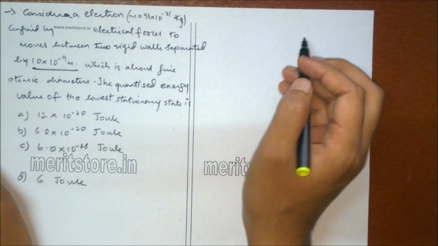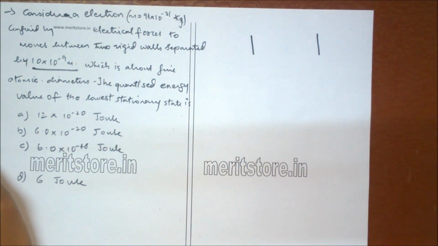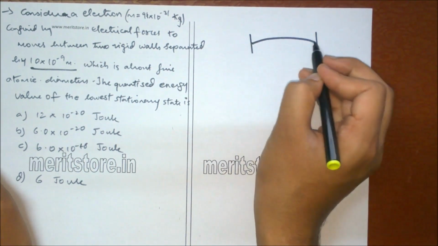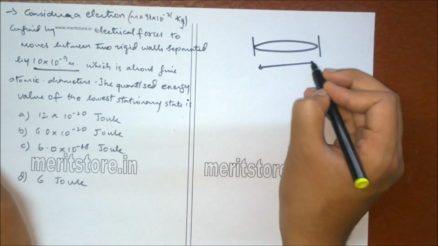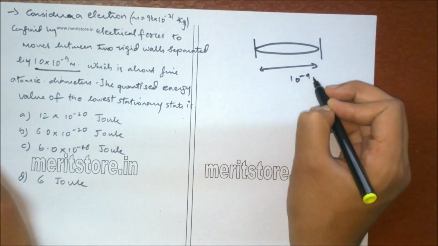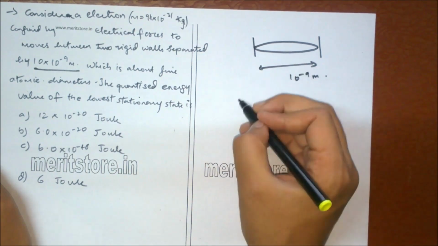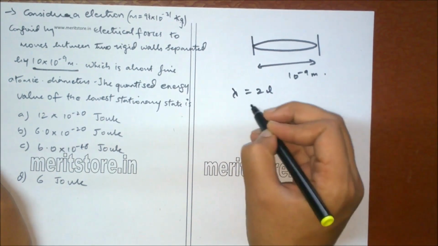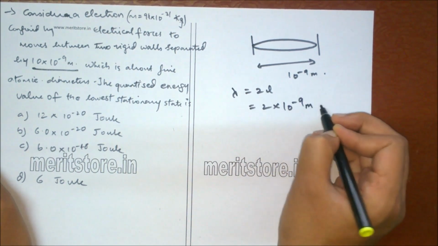it will form a stationary wave between two walls. So here will be one node and another node will be here, and the distance is 10 raised to minus 9 meter. It will form a stationary wave, so lambda is equal to 2L, 2 into 10 raised to minus 9 meter.